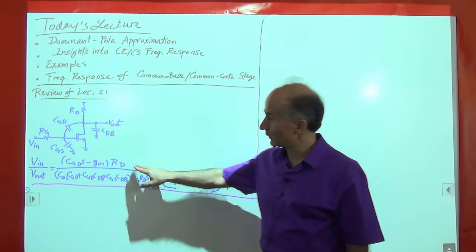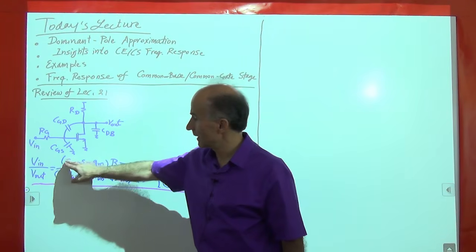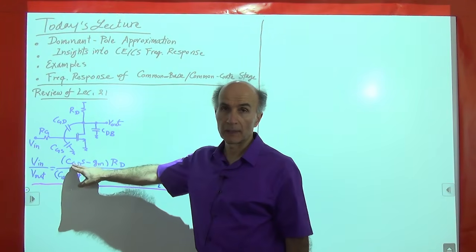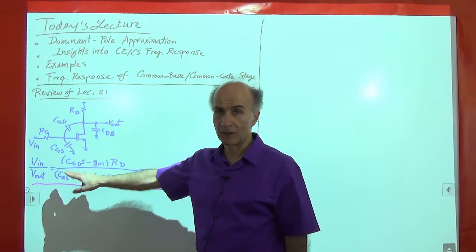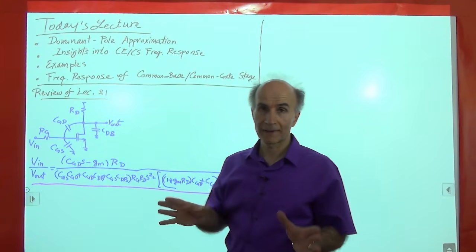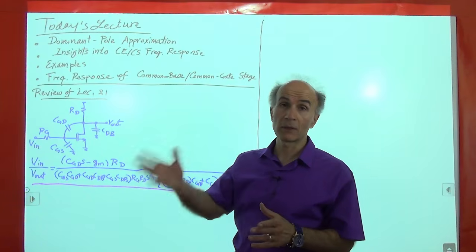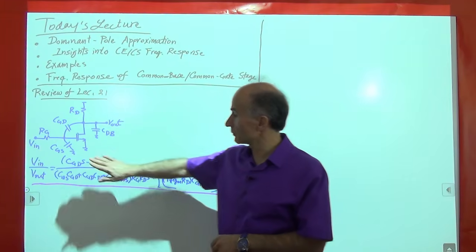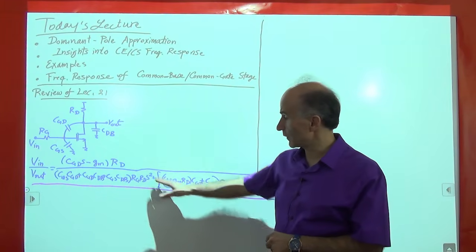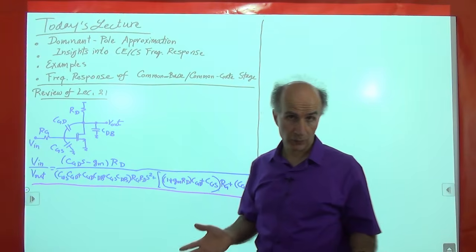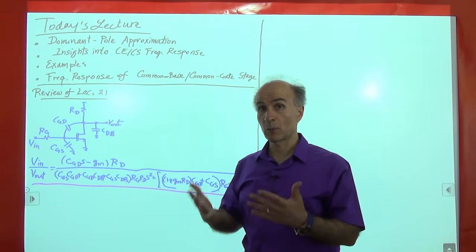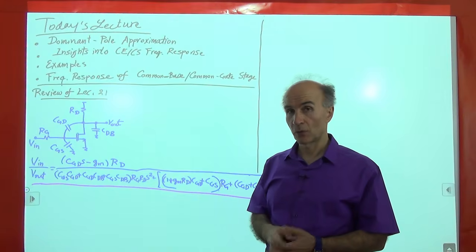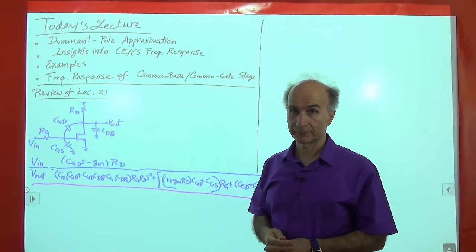And then in the numerator we have 1 zero, because if we equate this to 0, we get the zero equal to Gm over CGD. Now we said that the zero usually appears at very high frequencies, so it doesn't really bother us. We don't worry about it. But of course it has 2 poles, and the 2 poles ultimately limit the bandwidth of the circuit. So those are definitely of interest to us.